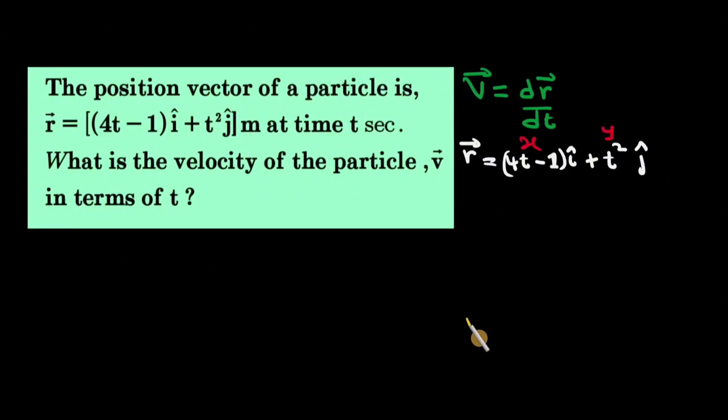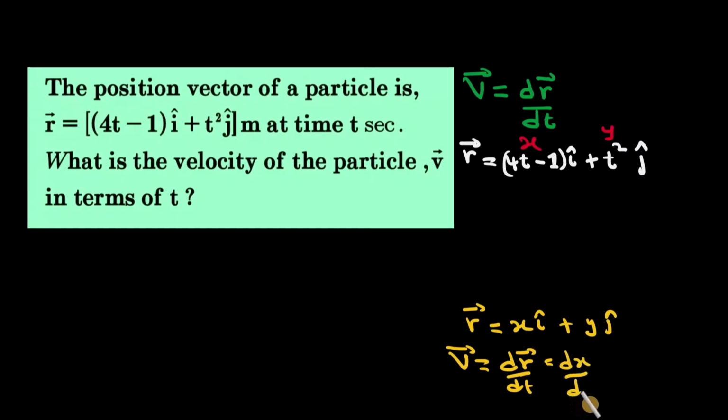You know that if r is equal to xi plus yj, that is the x and the y component, then the velocity will be equal to dr/dt according to this formula, which is the same as differentiating this position vector or displacement vector component by component. That is, we differentiate the x component with respect to time, i, plus the differentiation of the y component with respect to time, j. So that is the same thing I am going to do here.